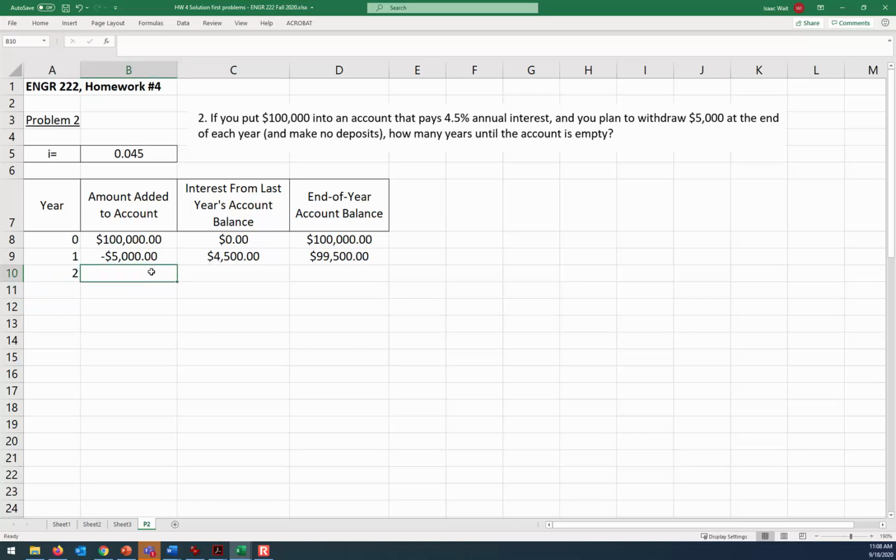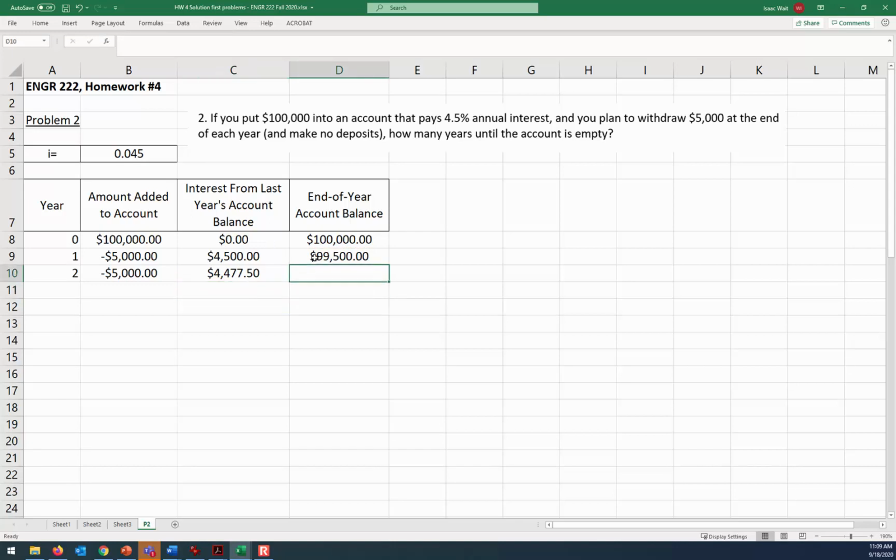And so then in the second year, we again take out $5,000, and the interest isn't going to be based on the 100,000. It's going to be based on how much money was in the account during the second year, which means from 1 until 2. That's the second yearly period. And so the interest is 4.5% of this balance.